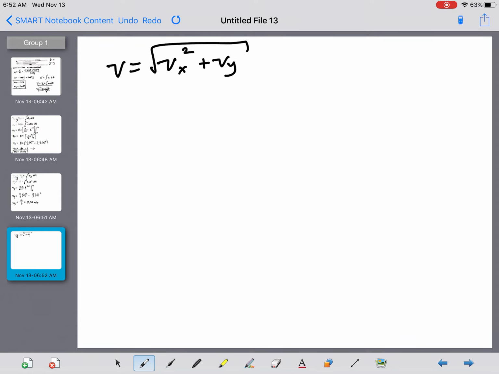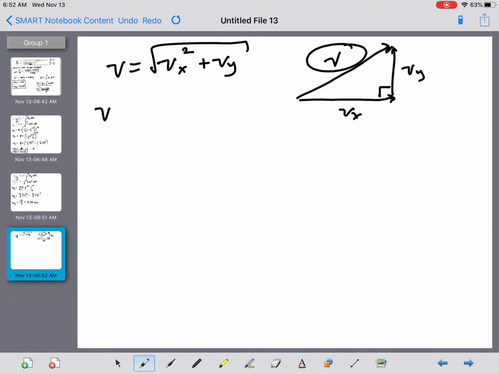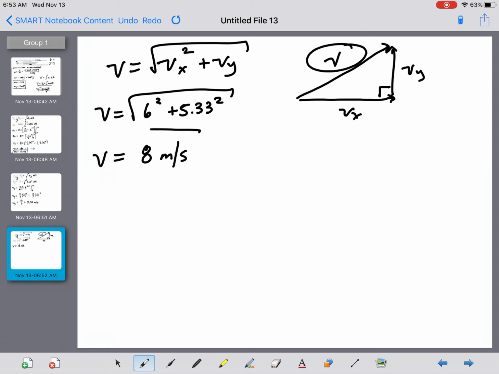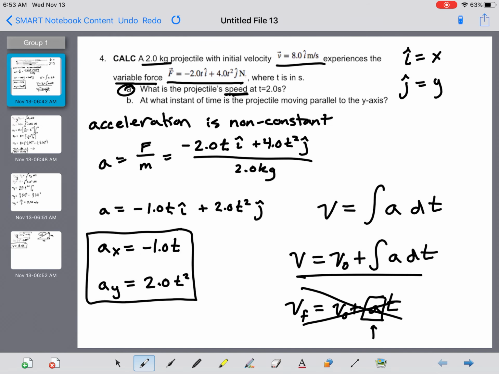Now, if you need to visualize that, think about it like this. Here's my velocity. Here's the x component of my velocity. Here's the y component of my velocity. We got a right angle there. And so if I want to determine what the magnitude of that side is, the hypotenuse, I need to Pythagorean theorem it. So this becomes the square root of 6 squared plus 5.33 squared. And I get that the magnitude of my velocity, or the speed, is equal to about 8 meters per second. All right. So that is the magnitude of my speed at 2 seconds.